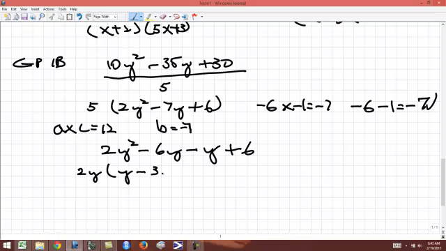Now this is not going to work out. 2y and 6. Let me stop this for a second. I feel like I made a math error here or something. 2y. Let's see. I got negative 6 and negative 1 and y plus 6. I'm not going to end up with a common term.